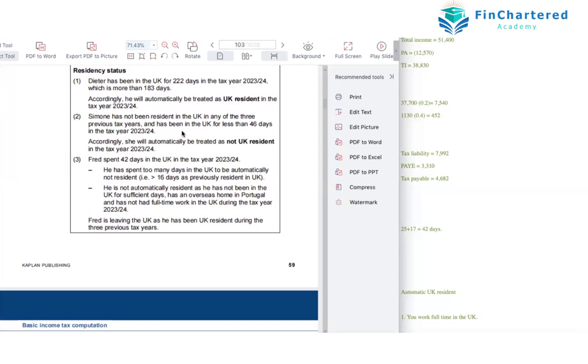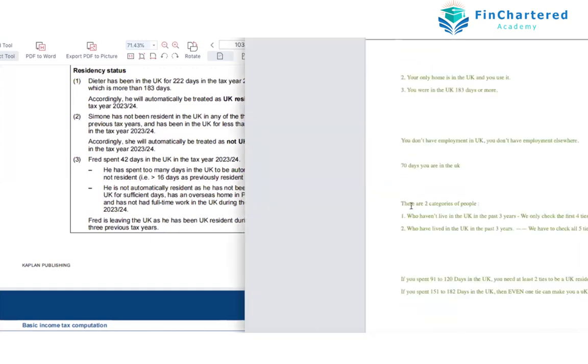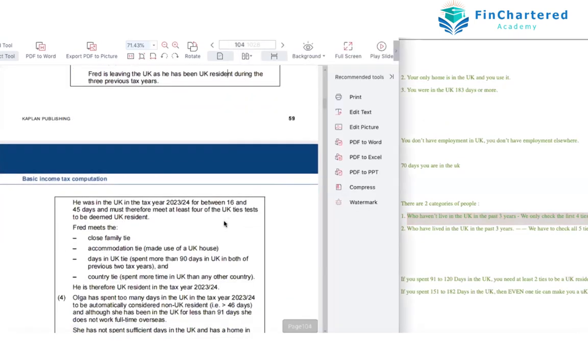So, first of all, he then falls in the category of a past UK resident who has lived in the UK for the past 3 years. We have to see if he checks and ticks 4 ties. He already has one tie, I know that. He has family. He has a home. He ticks 2 ties, I know that for sure. I remember it from the question. He was in the UK for between 16 and 45 days and must therefore at least tick 4 of the UK ties test.